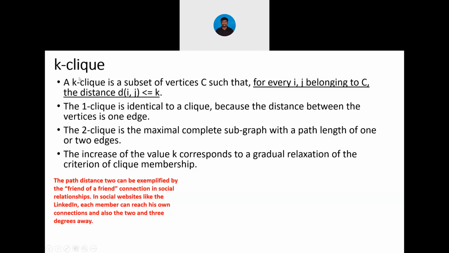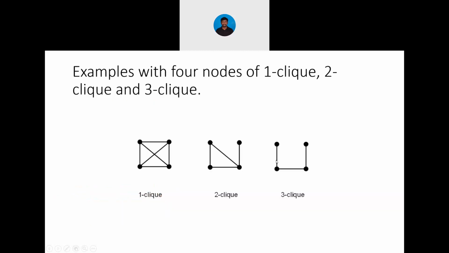Read this definition again. A k-clique is a subset of vertices such that for every i comma j, that is very, very important, from i to j or from j to i, for every i comma j belonging to C, the distance is less than or equal to k. For example, if I consider k as 3 here, the distance should be less than or equal to 3. Here the distance for reaching from this node to this node will be 3.